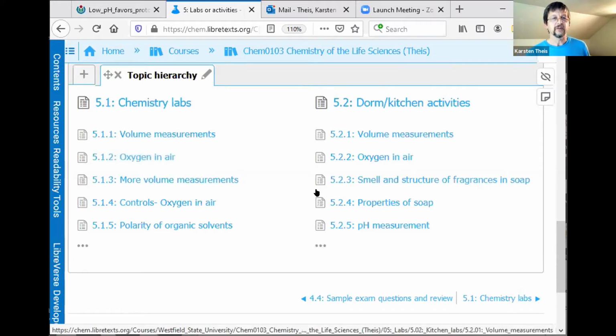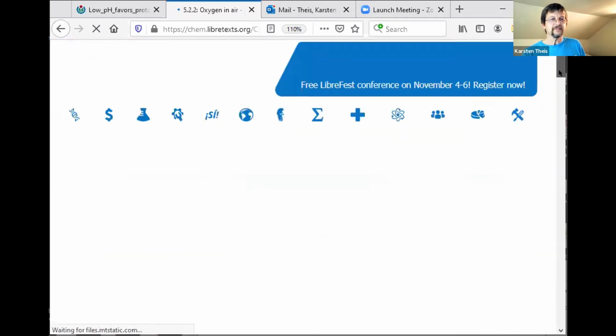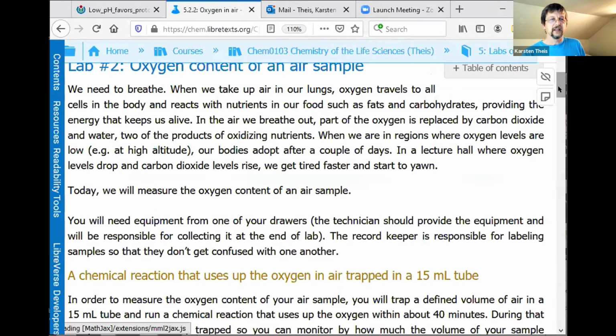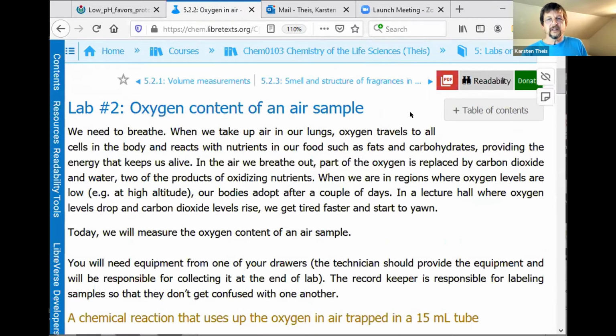And then I have a new set of write-ups for a dorm or kitchen activity. So I don't call it a lab. I don't want to be too presumptuous. And we just did this one, so I'll just pull that up. And this illustrates nicely how flexible LibreTexts is.